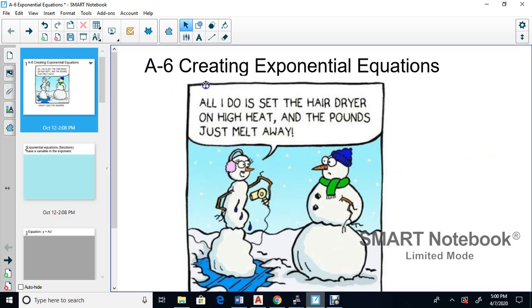So we're on A6, creating exponential equations. Hopefully you've printed out the worksheet. If not, you can get a piece of lined paper and follow along.